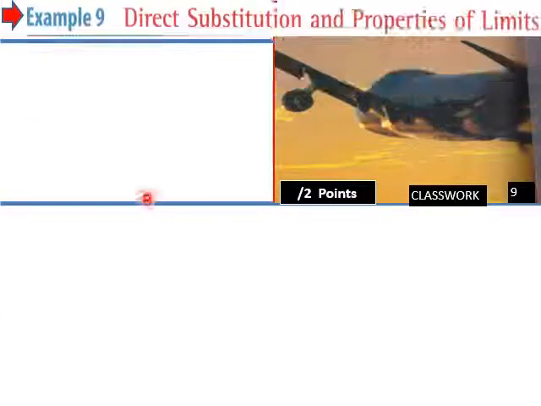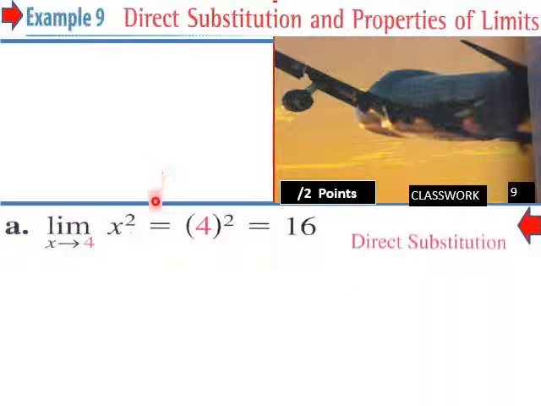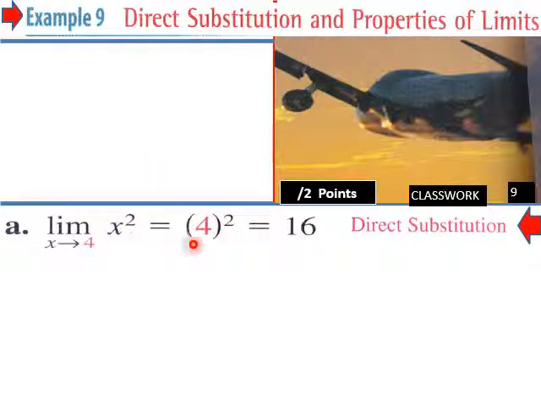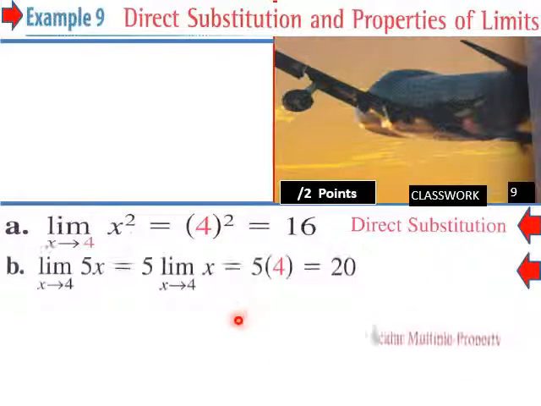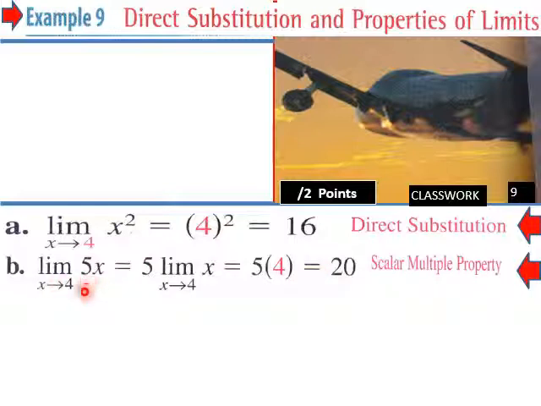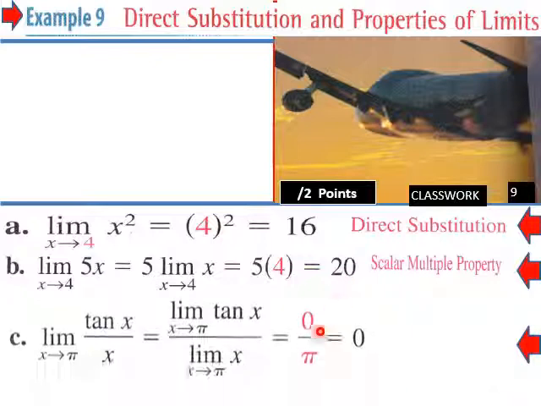So let's try one. Direct substitution and properties of limits. We have a situation here where we just directly substitute in. As x approaches 4, we just stick that into our expression here and we get 16. And then for the scalar multiple, we have 5x here. As x approaches 4, we just plug in 4, or basically you move the 5 out and we go 5 times the limit of x as x approaches 4. It would be 5 times 4, which would equal 20.